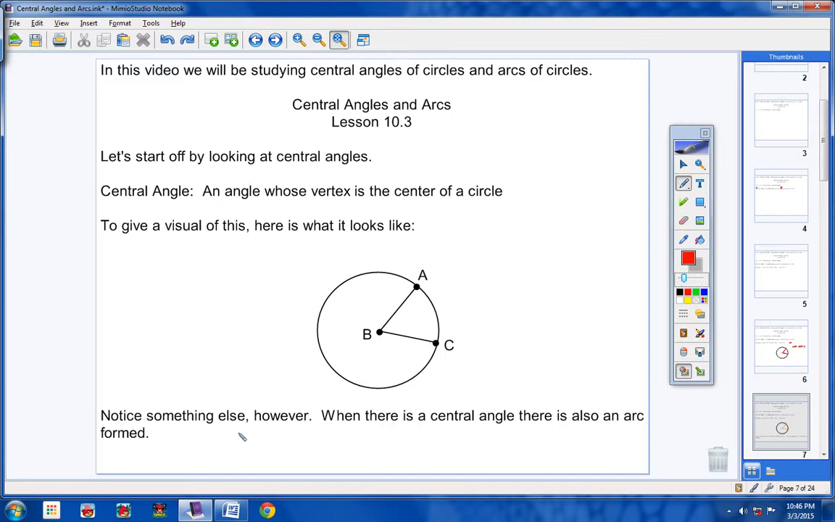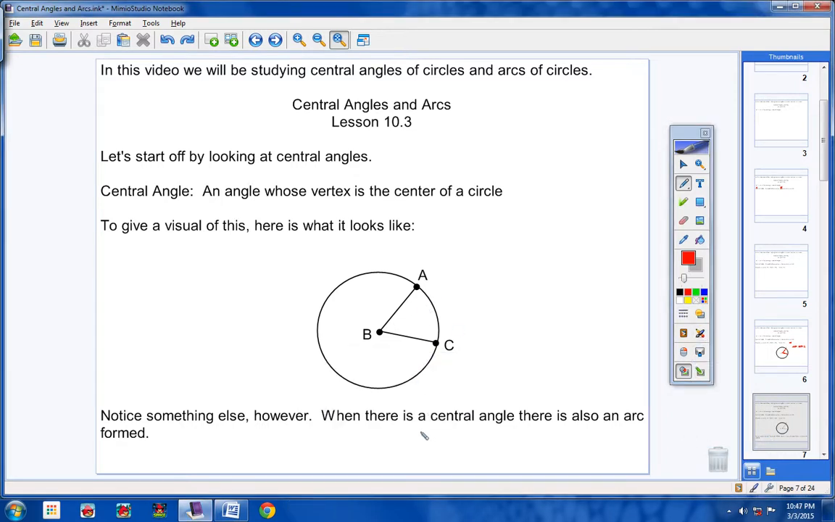Now, notice something else, however. Notice that when there is a central angle, there's also an arc formed. And let me show you what I mean. Now I'm going to give you a bunch of notes on this. So please, please, please take really good notes, because what I'm about ready to tell you is really important. And also, you're going to have to know the symbolism I'm going to show you and stuff like that. So please take good notes.